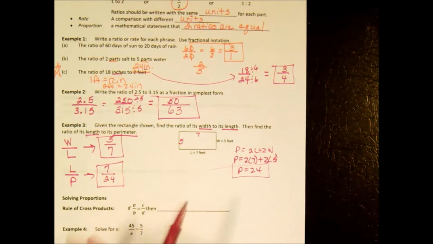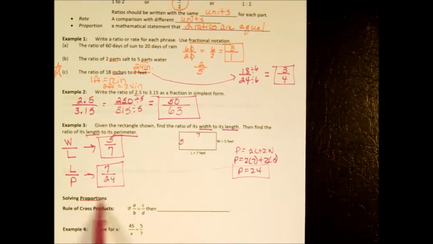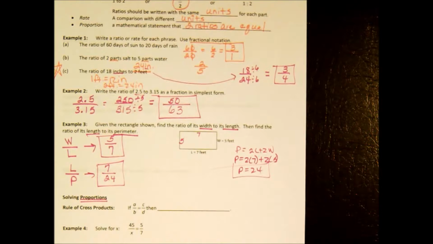All right, let's look now at proportions and how we solve proportions. We solve proportions like we solve equations. And it's true that with a proportion, if A over B, a ratio, is equal to C over D, then their cross products are equal. So A times D is equal to B times C.